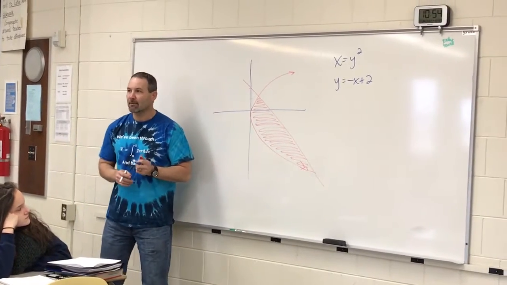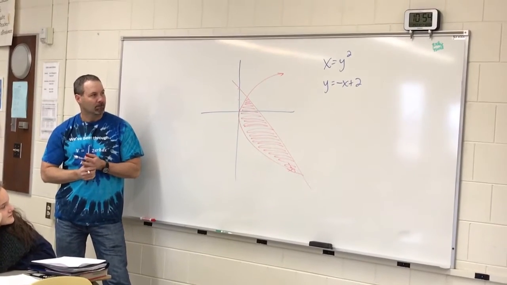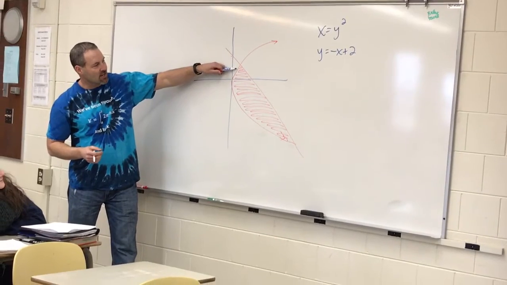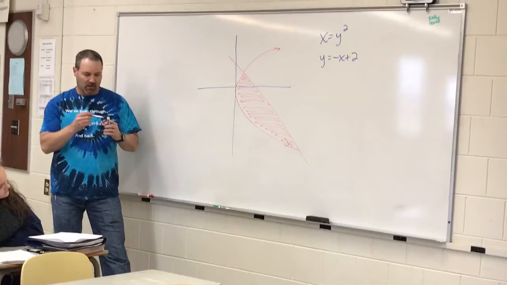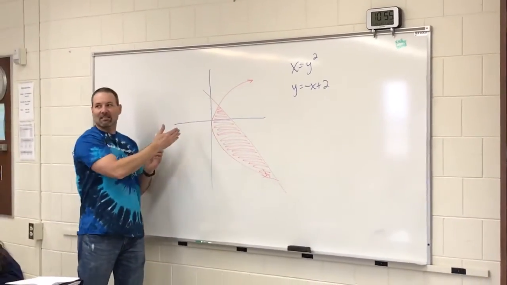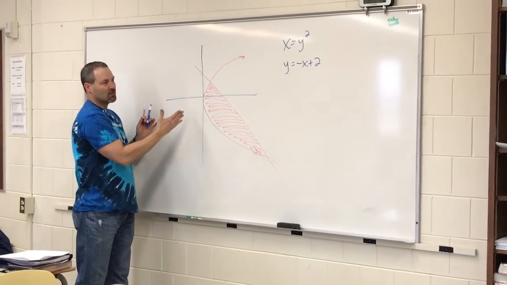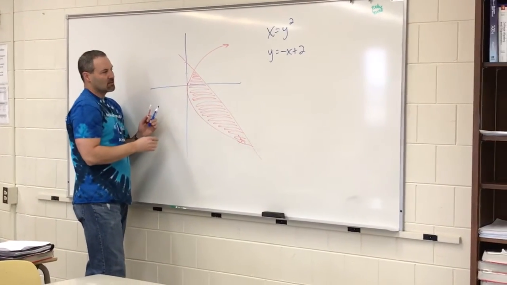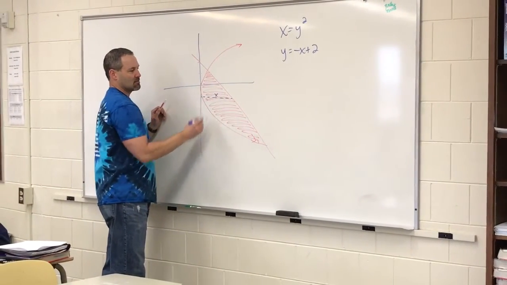So which one's on top? It's a trick question. Do you see that, like right here, this one's on top, but then it switches? Okay, so this would be an example where rather than doing top minus bottom, we would do right minus left. So if we were going to do right minus left, we're going to integrate with respect to y, because we're doing that x minus this x. Okay, so we're trying to find out what that x is.